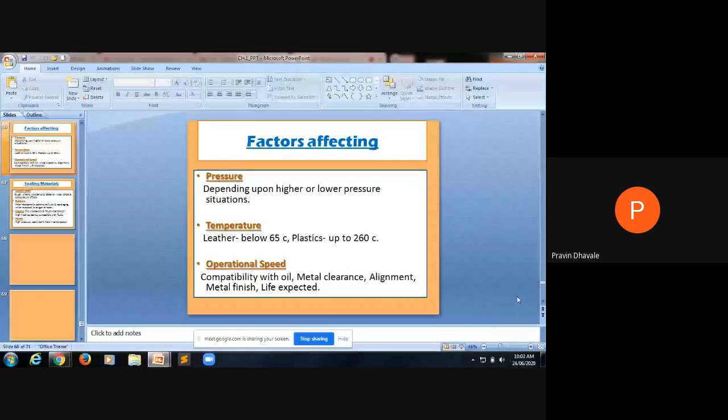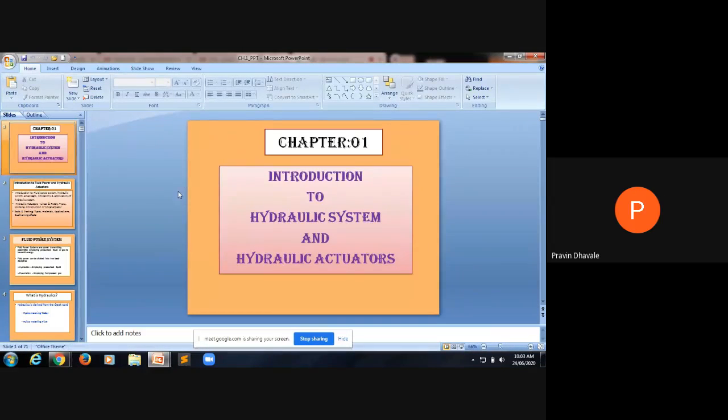Is my screen visible? Hello, whether the screen is visible? Yes, okay.